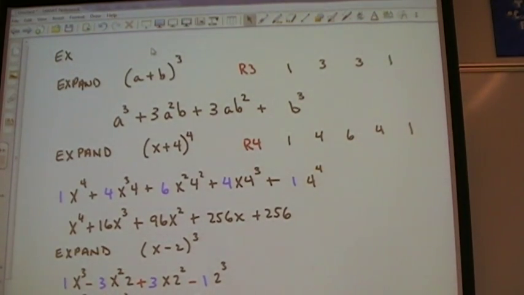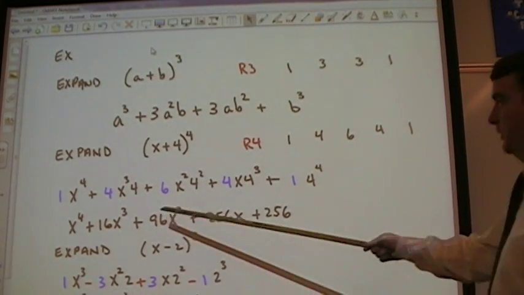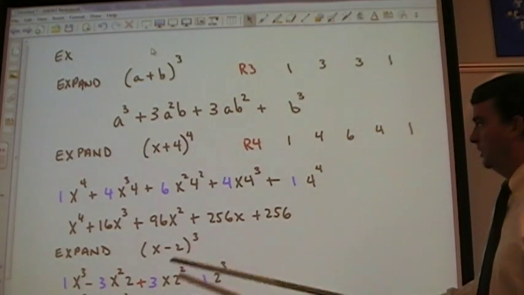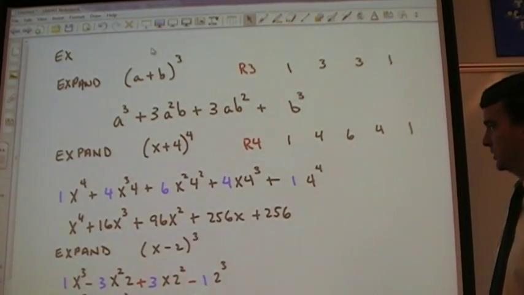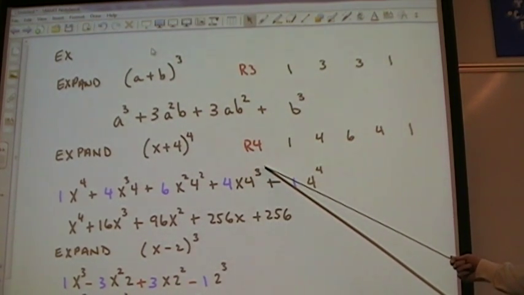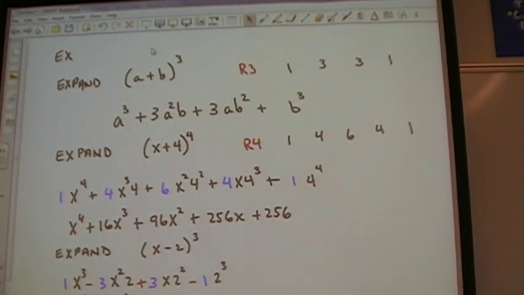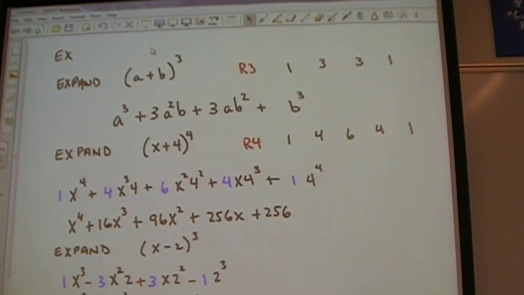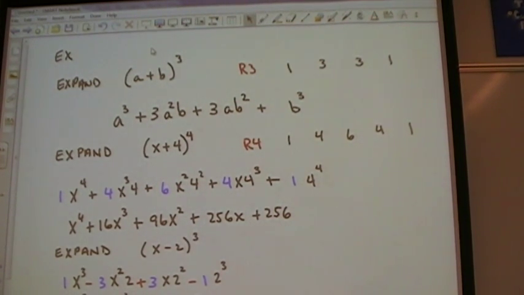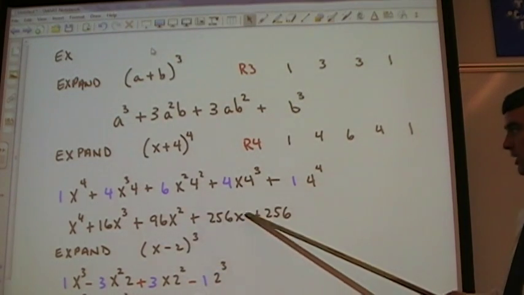Okay, but then you have to simplify each term itself. So I multiply this 4 and this 4 to get 16. Multiply 16 and 6 to get 96. What's 4 cubed? 64 times 4, which is 256. 4 to the fourth is 256. That's a lot easier than doing x plus 4 times x plus 4 times x plus 4 times x plus 4. Okay?